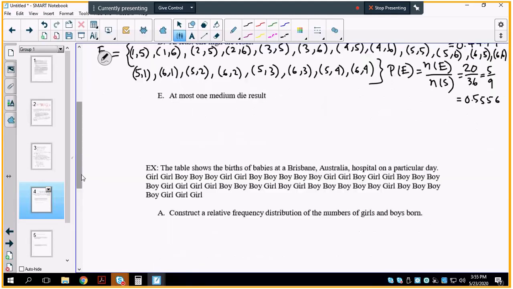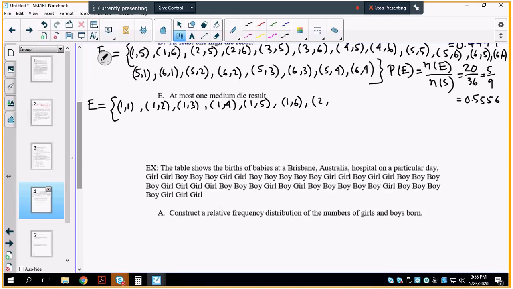At most one medium die result. So this is like the last one. You want at least one of 3 or 4. Both of them can be 3 or 4. So let's write down E. Oh no, this says at most one medium. So it cannot be both medium. So I can have a situation with no medium, no 3 or 4. If I have 3 or 4, then there should be exactly one of them. Cannot cross one. So the event space can be 1,1. Nothing wrong with that. 1,2; 1,3; 1,4; 1,5; 1,6, all of them are good.